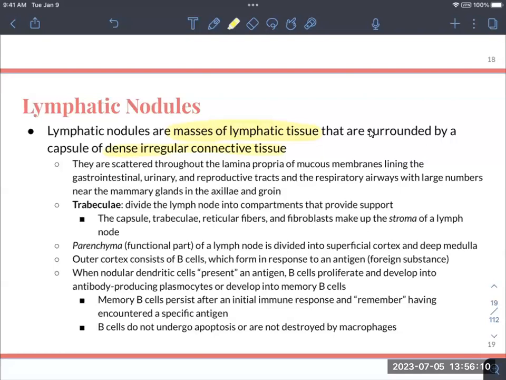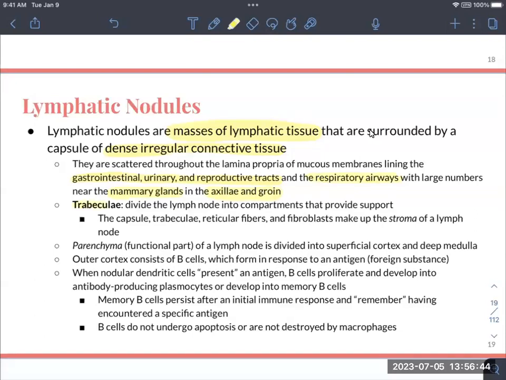We have them spread out throughout our gastrointestinal tract, our urinary tract, reproductive tracts, and our respiratory airways. Why? Think about it. These are all areas that have openings to the outside. So we need these in that area to help keep us healthy. We also have them near the mammary glands, the axilla, and the groin.